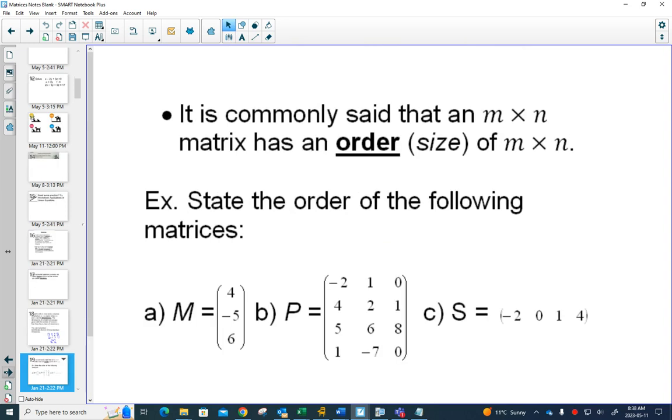So, take a look at these 3 and write down the size or the order of them. And check how you did. We got a 3 by 1, 4 by 3, and 1 by 4.